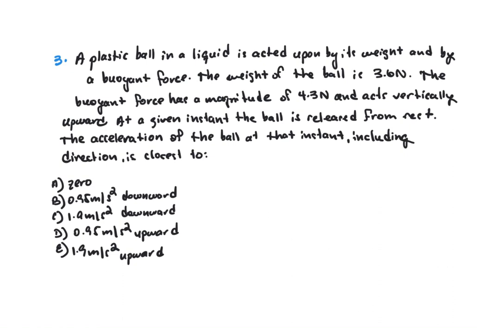Okay, so on to question 3 of test 2 part 2 extra credit. Question 3 states a plastic ball in a liquid is acted upon by its weight and by buoyancy force. The weight of the ball is 3.6 newtons. The buoyancy force has a magnitude of 4.3 newtons and acts vertically upward. At a given instant, the ball is released from rest. The acceleration of the ball at that instant, including direction, is closest to.